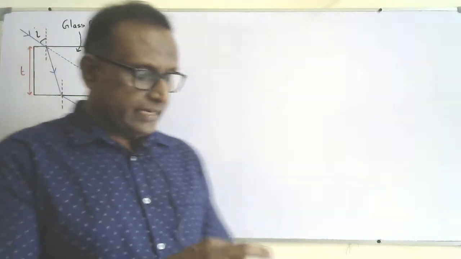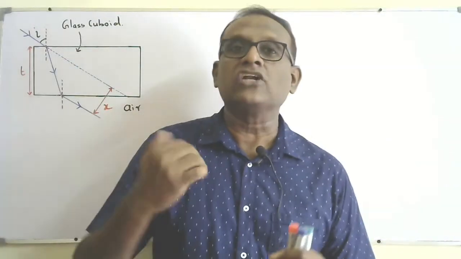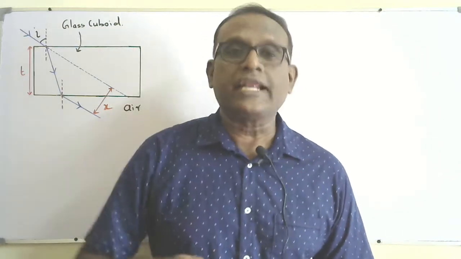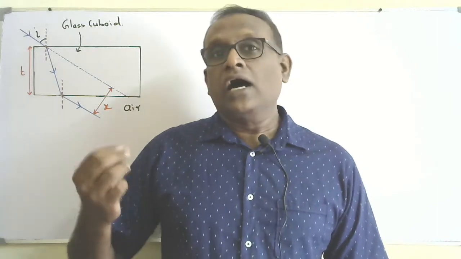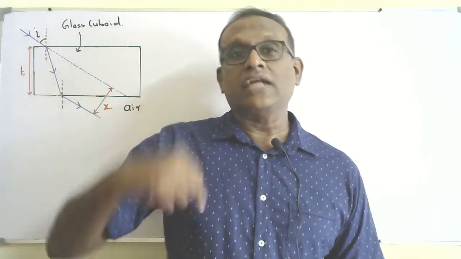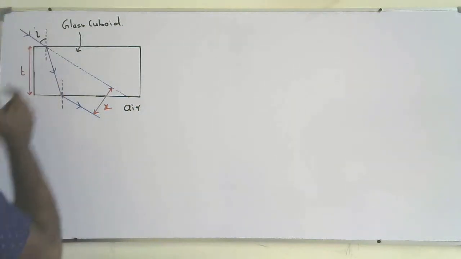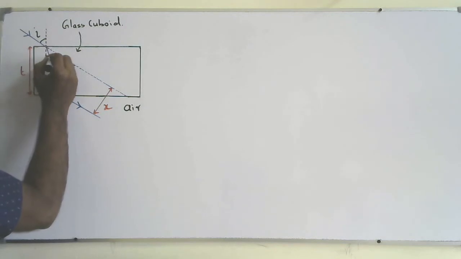Okay, so this is the angle of incidence. You know, angle of incidence and angle of refraction are always measured with the normal to the boundary. Only then can we use Snell's law, sin I over sin R equals refractive index, only when I and R are measured with the normal to the boundary. So this is the angle of incidence, this is the normal, and this is the angle of refraction R.